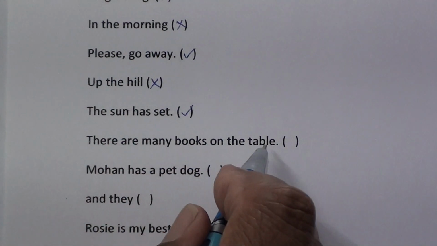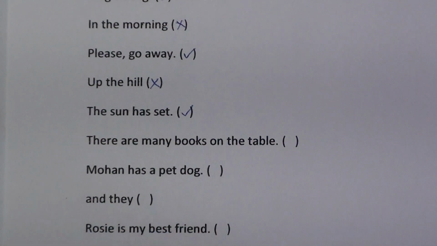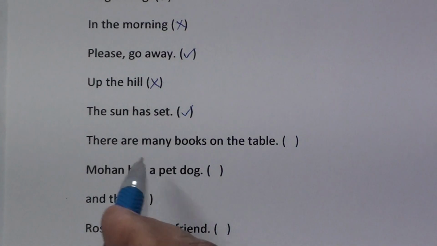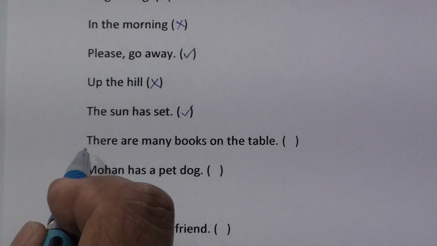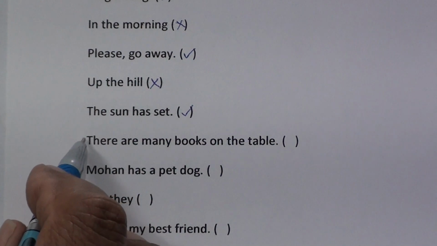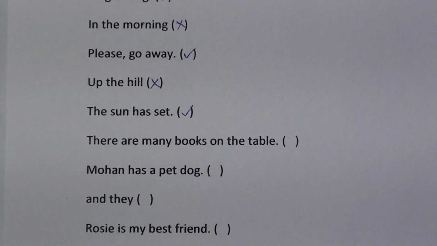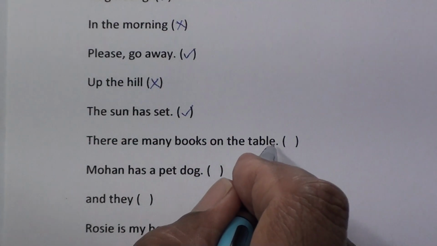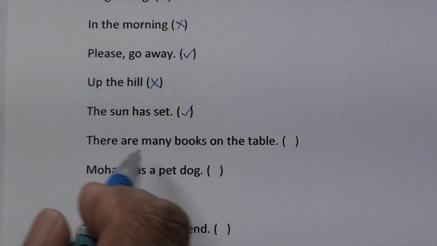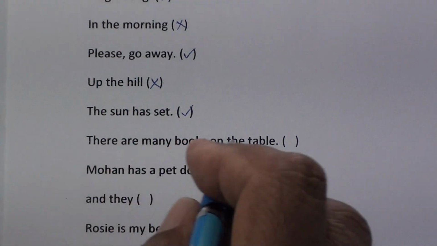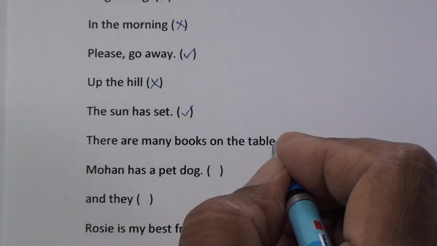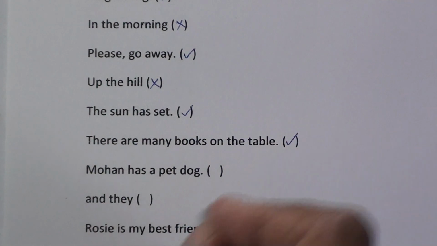Now, another group of words. There are many books on the table. Does it make a sense? Yes, it makes a sense. And it begins with a capital letter T and it ends with a full stop. So there are many books on the table is a sentence. Therefore, we will put a tick against it because it's a sentence.